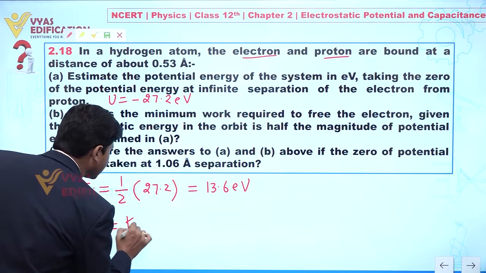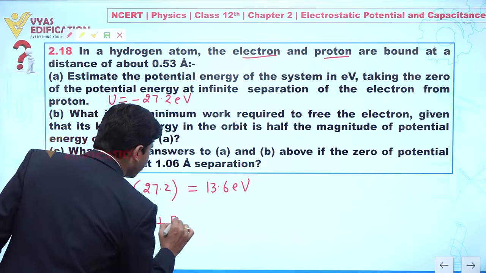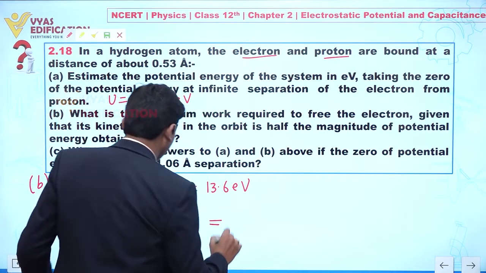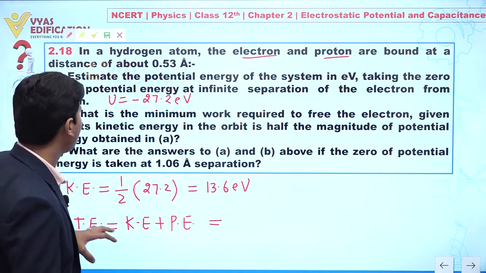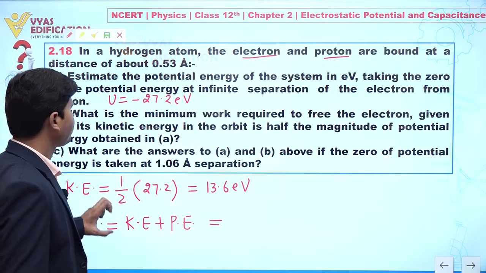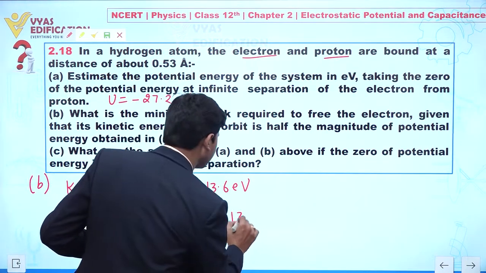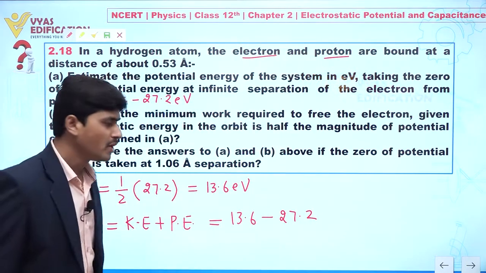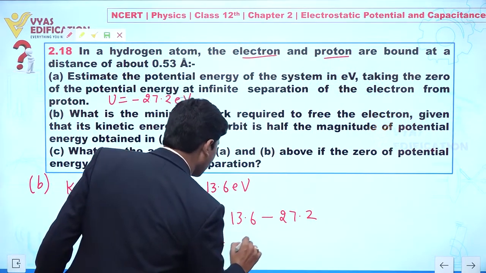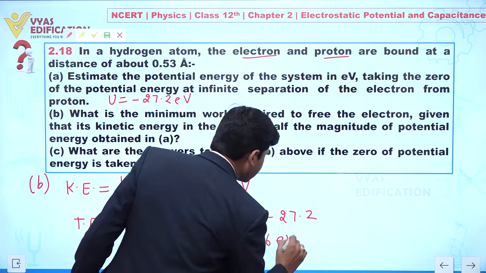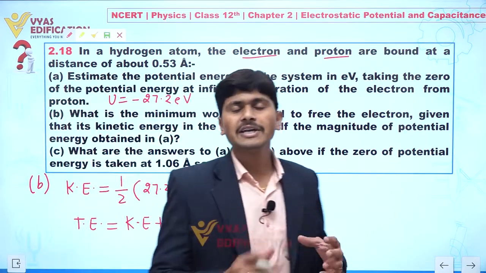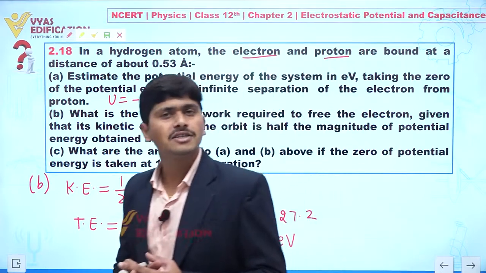Total energy is equal to kinetic energy plus potential energy. Clear? So the value of kinetic energy is given by 13.6, and the potential energy is minus 27.2. So from here we get minus 13.6 electron volt, which is the total energy. Now we know that at infinity the total energy is what?